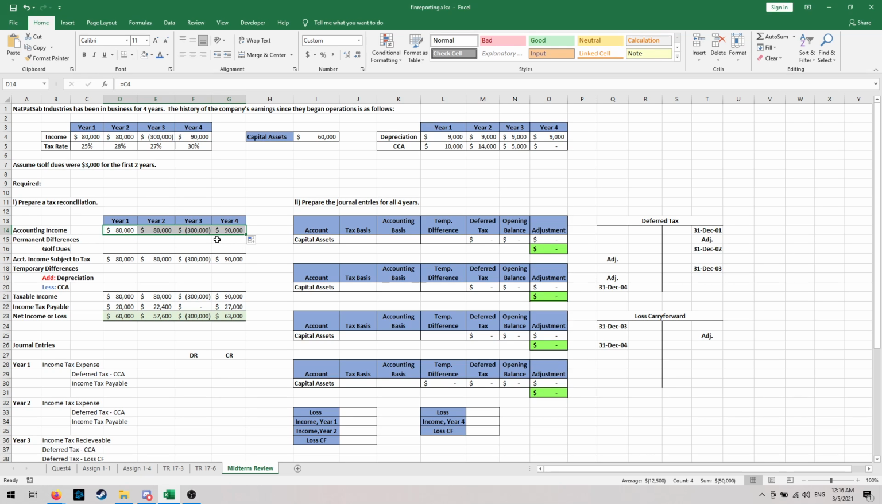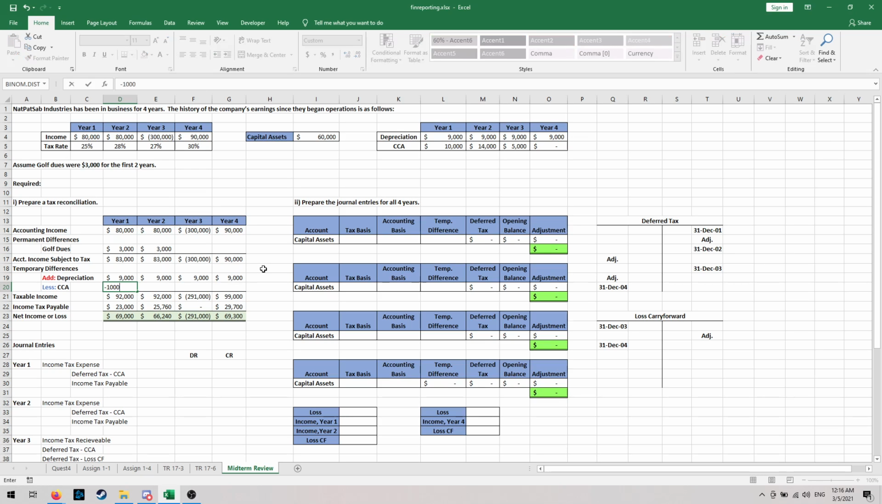First, I'll enter the values of our income and losses we made each year, the golf dues of $3,000 each year, the depreciation of $9,000 each year, and then the values of CCA. We took $10,000 the first year, $14,000 the second year, $5,000 the third year, and 0 in the fourth year. And this is our tax reconciliation finished.